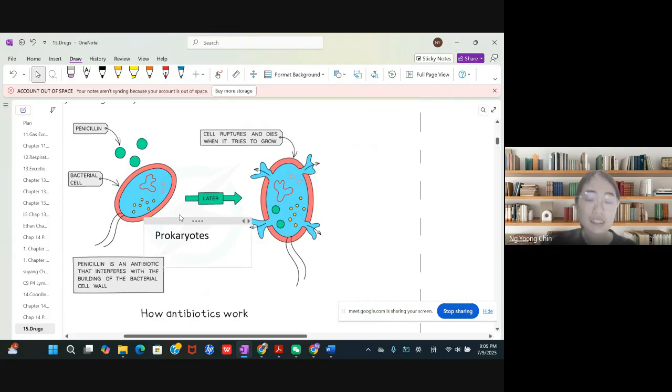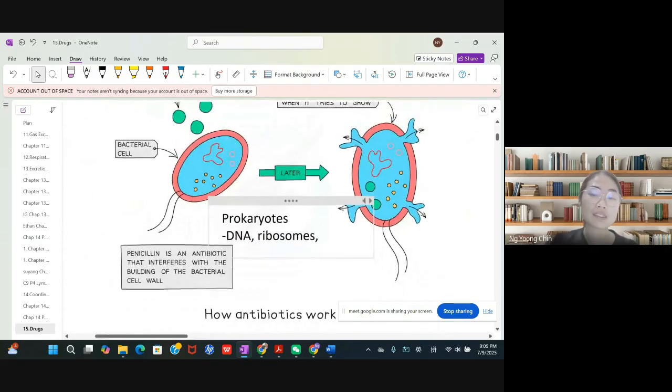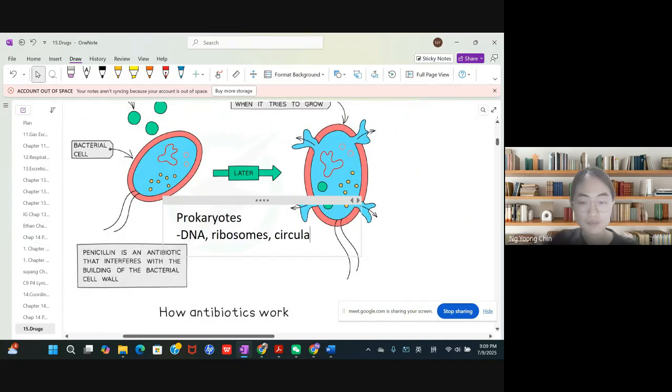Prokaryote means that the bacteria don't have a nucleus or organelles. It's very simple. Inside they only have the DNA, ribosome, and also this one. You can see this circular thing, right? This is called circular DNA. Bacteria also have a very important structure which protects them. They call it the cell wall. The cell wall of bacteria is made from peptidoglycans.